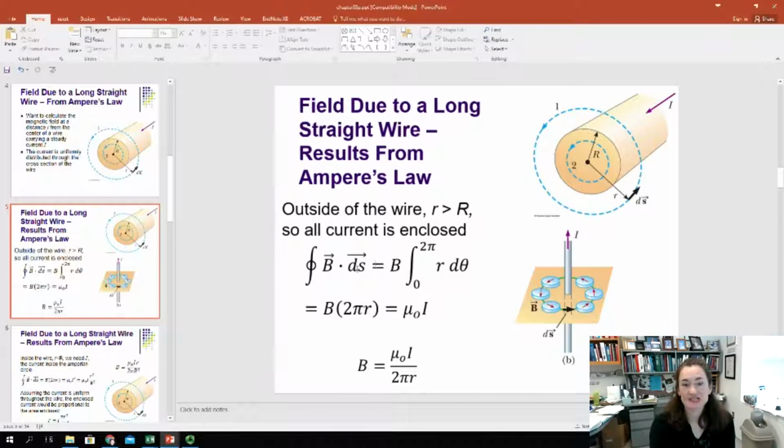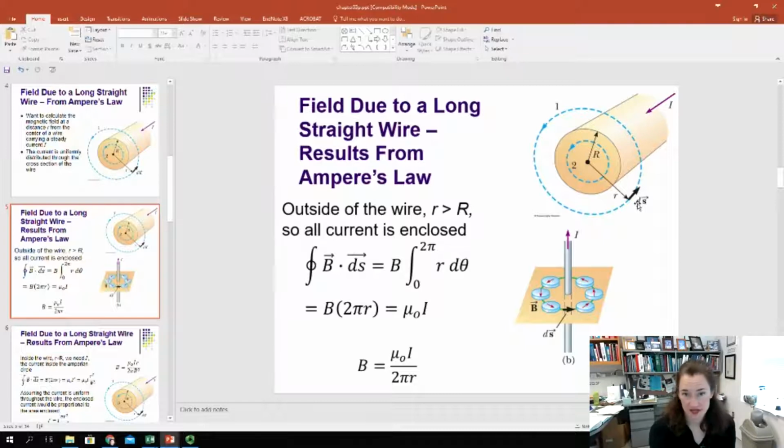Now another thing here, ds is our little line element, and because we're walking in a circle, that's r d theta. So we can pull B outside, it's a constant, and then we're integrating in a closed loop r d theta from 0 to 2 pi. Because r does not change here, we can also pull it out of that integral, and then we're just integrating d theta from 0 to 2 pi. When we perform this integral, we get B times 2 pi r, and that's what the closed loop integral of B dot ds is equal to.